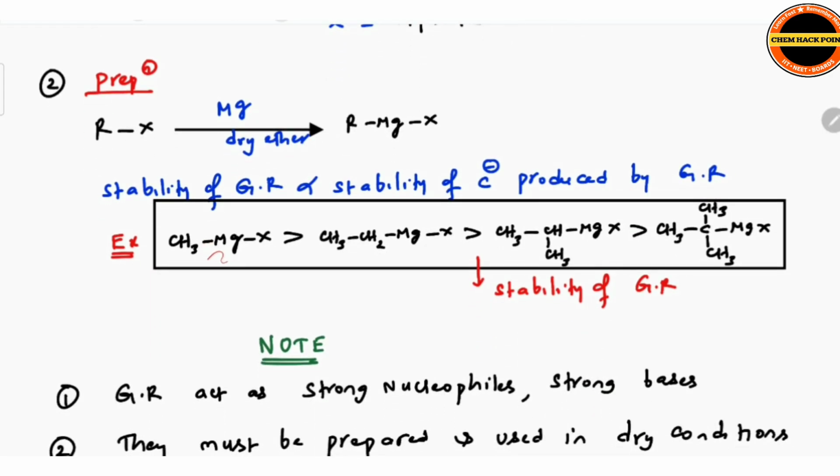Stability of Grignard reagent is directly proportional to the stability of the C minus (R minus) produced by RMgX. For example, consider CH3MgX and CH3CH2MgX. To find the stability of R minus, in every case we break it into R minus. We know primary carbanion, secondary carbanion, tertiary carbanion. Primary carbanion is more stable than secondary and tertiary, so based on the negative charge on C minus we can predict the stability. Overall, CH3 minus is more stable than CH3CH2 minus, then secondary and then tertiary carbanion.